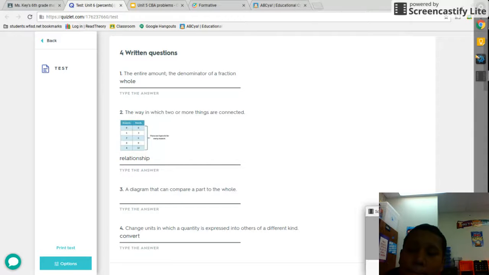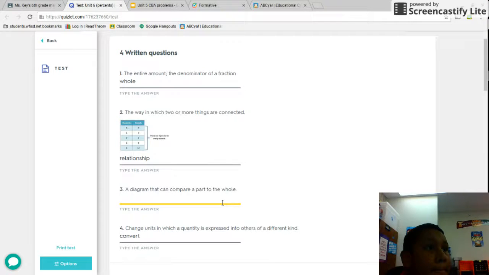A diagram that can compare a part to the whole, that would be a bar or a strip diagram. You probably did those way back when you were first learning about fractions. And I thought I had you two not sitting together anymore.